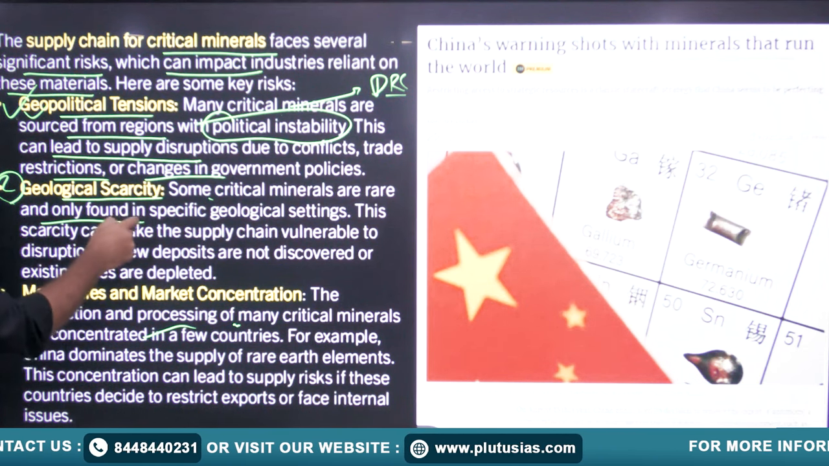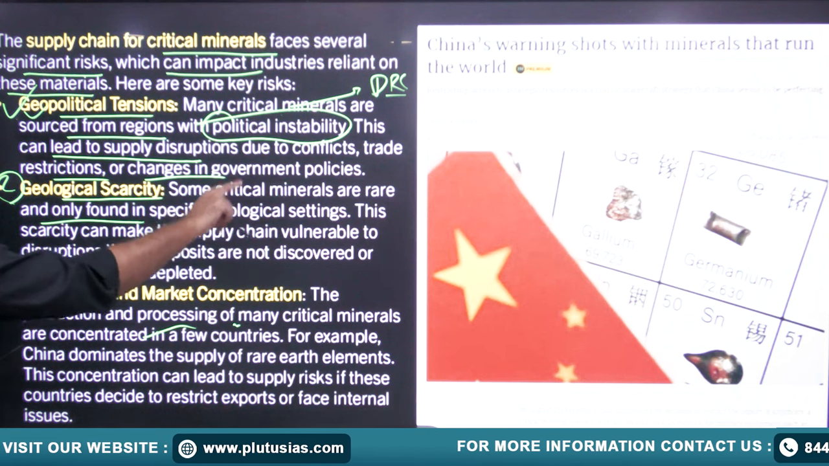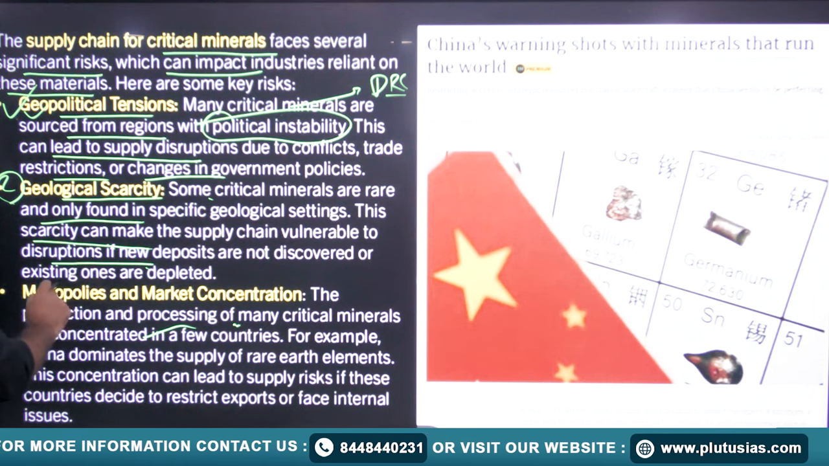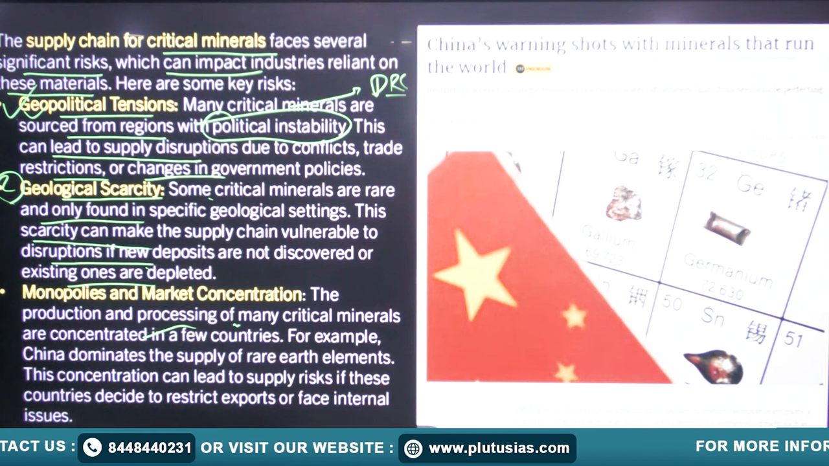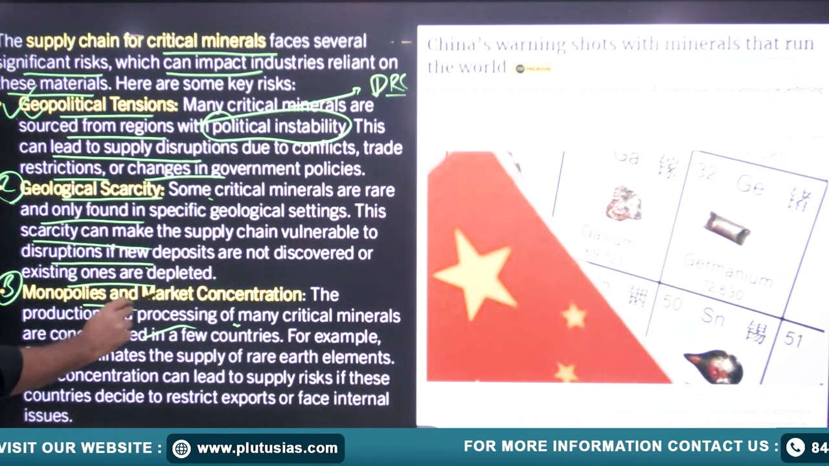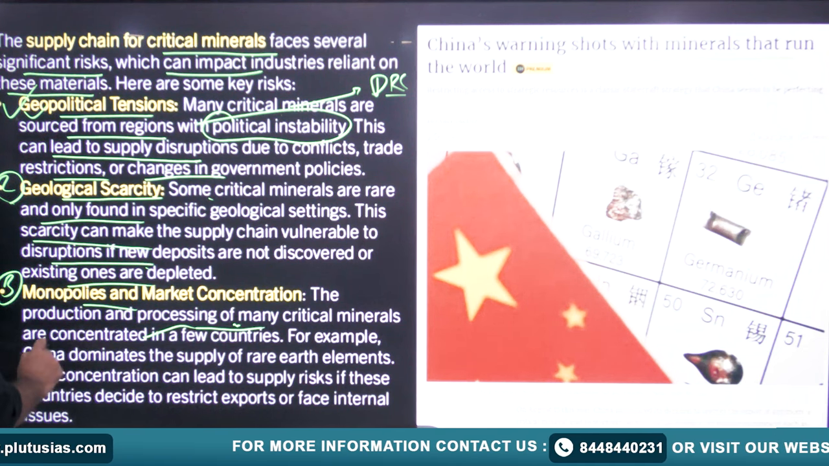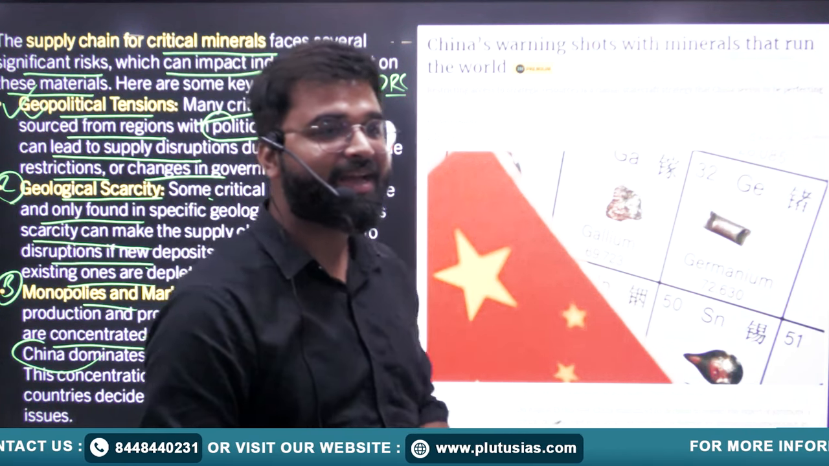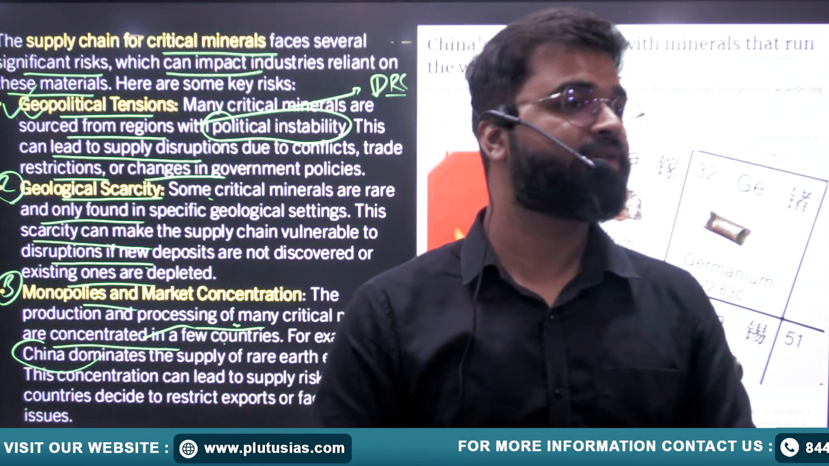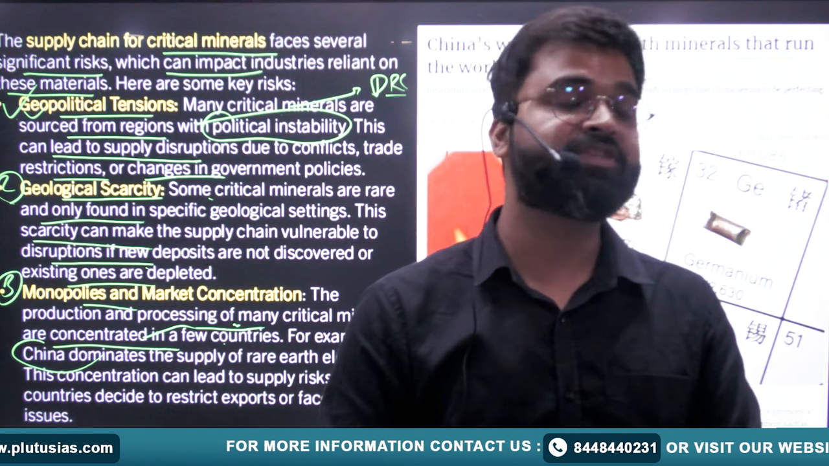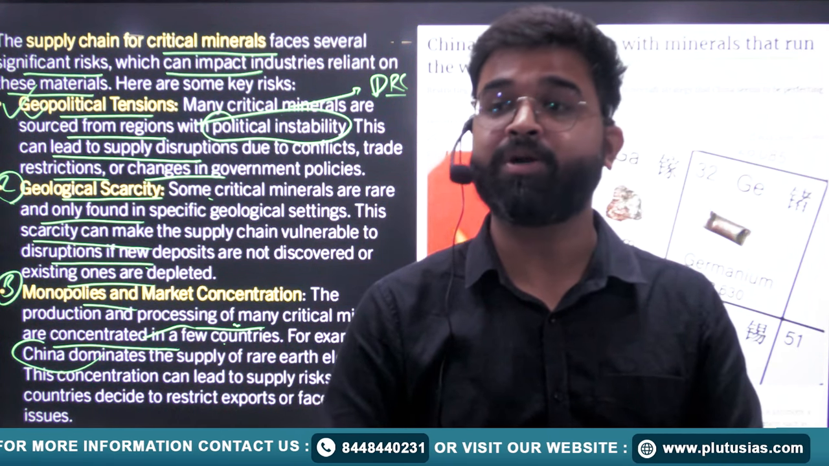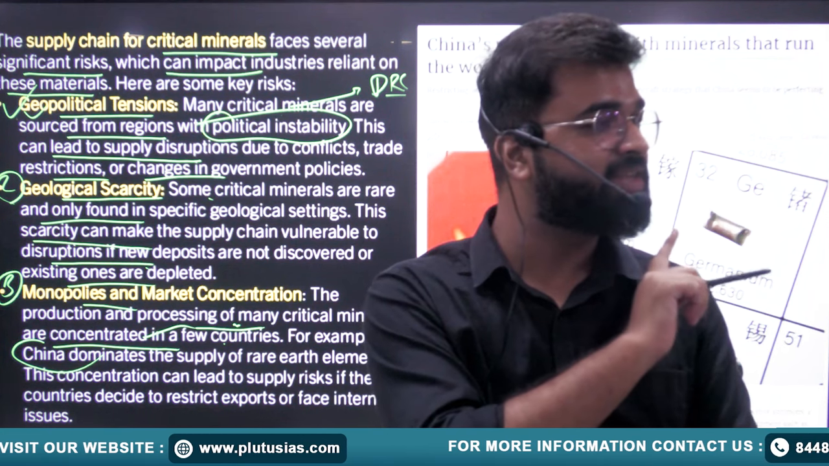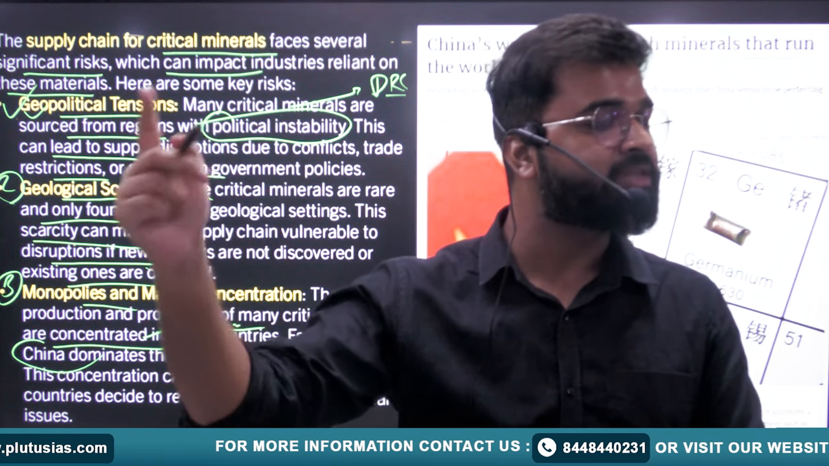Second, geological scarcity. Some critical minerals are rare and only found in specific geological settings. This scarcity can make the supply chain vulnerable to disruption if new deposits are not discovered or existing ones are depleted. Third, monopolies and market concentration. The production and processing of many critical minerals are concentrated in few countries, for example China. China can disrupt the entire supply chain of critical minerals, thereby impacting energy transition and technological advancement of many countries, including India as well. That is why we joined the Mineral Security Partnership, to reduce dependence on China.